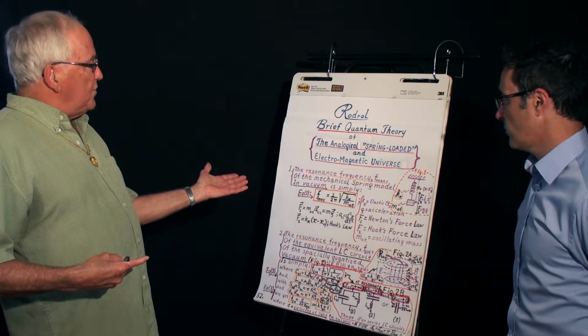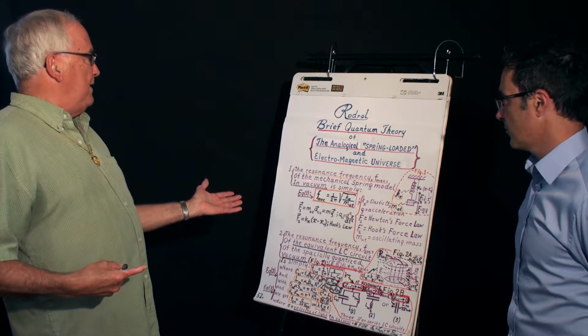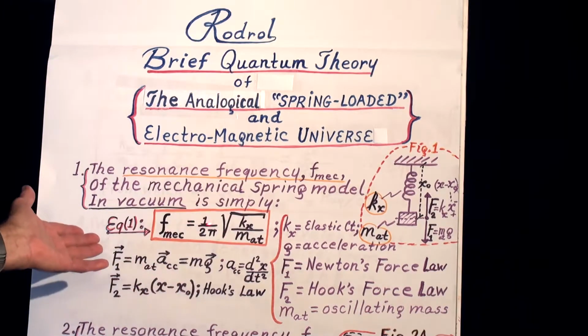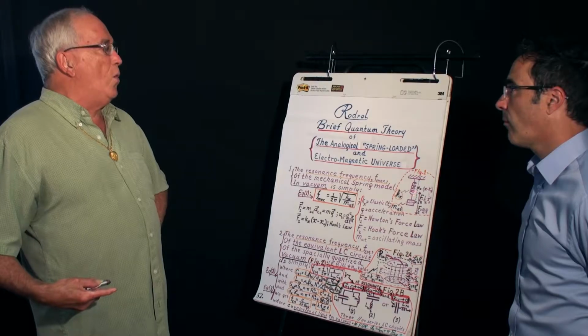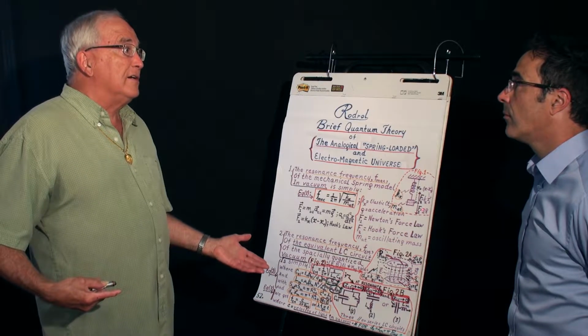So we have already introduced, talk about the resonance frequency, the mechanical resonance frequency of a mechanical spring model in vacuum, which is simply given by this. This is a mass attached to a spring which is fixed to the ceiling, let's say, and if you pull down the mass, let's say to here, and you let it go, it will oscillate, as you know. And if there is no air resistance, it would oscillate forever, really.